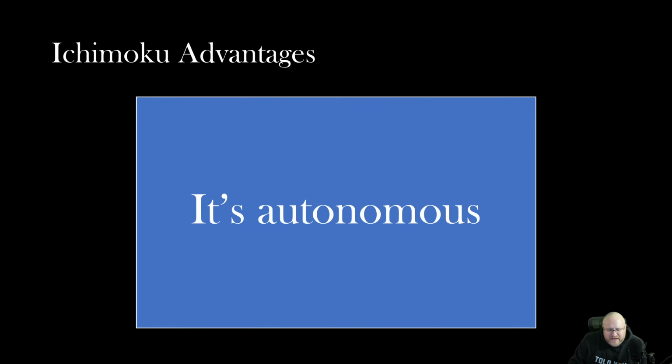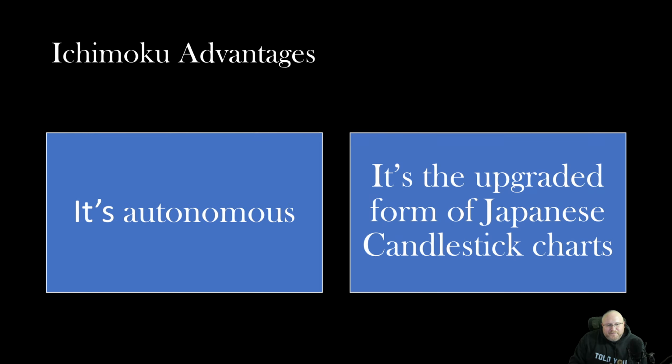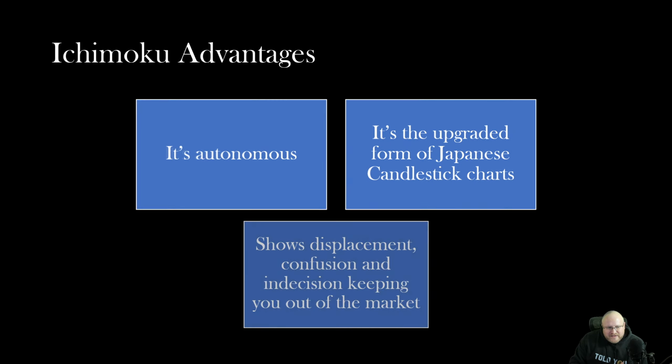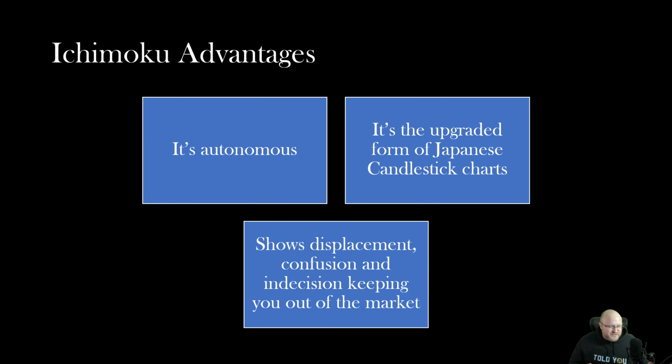So, what are some advantages of the Ichimoku system? First off, it's autonomous, meaning it's not something that you have to take away from or add to or update. It's just naturally going to operate the way it should. It's the upgraded form of Japanese candlesticks. It is Japanese candlesticks 2.0.